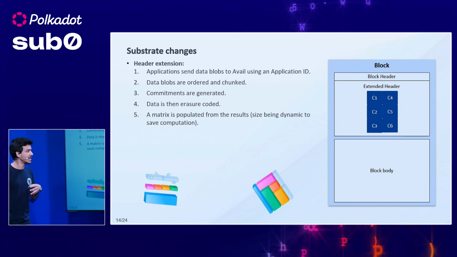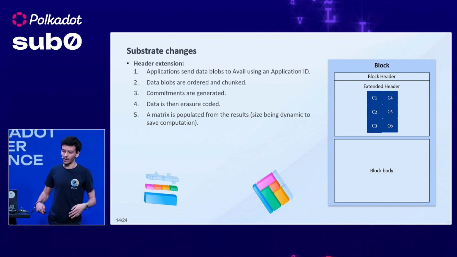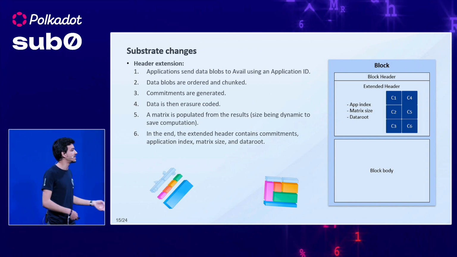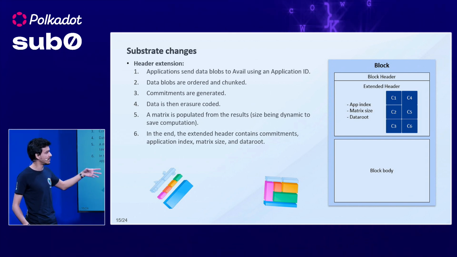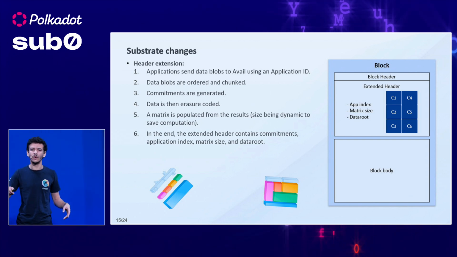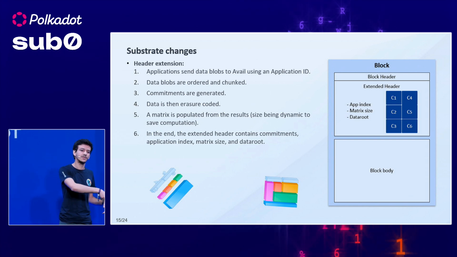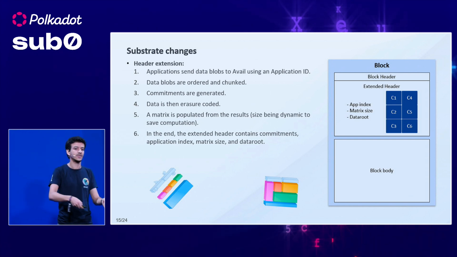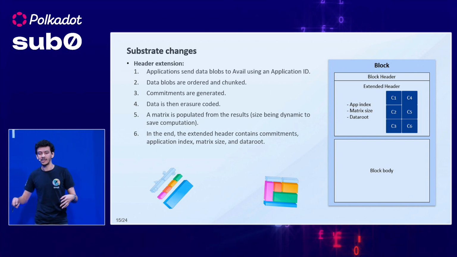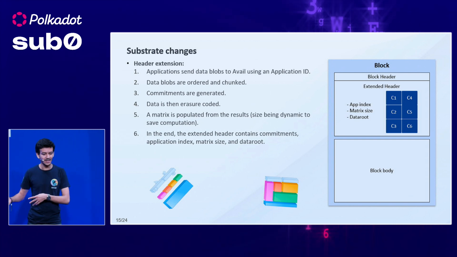So now that we have this extended header, the block header, and the block body containing all the data, we have this matrix whose size is dynamic, and in the end, we'll also have some additional information, for example, the data root, but most importantly, the appendix, which will say, okay, application 1 will go from this position to this position in the matrix. The application ID 2 will go from this position to this position. And also we'll have the matrix size, which is important, because the light client will need to do some random data availability sampling. We mentioned that. I'll still mention it later.